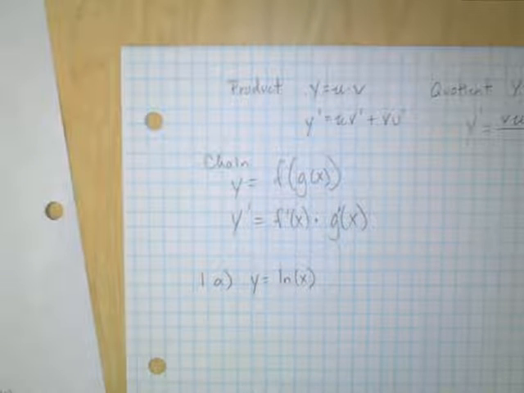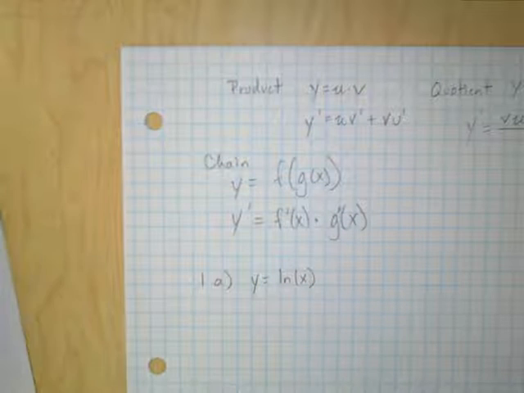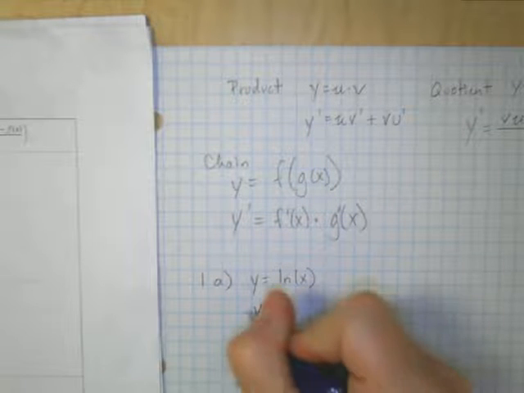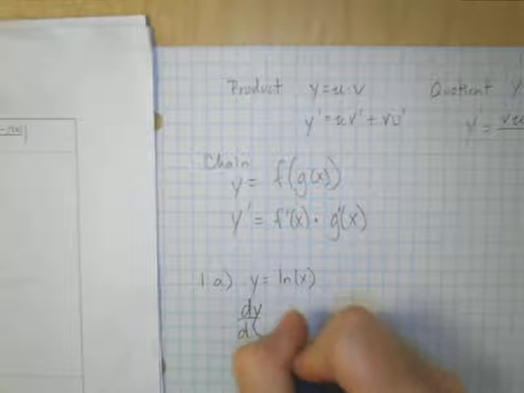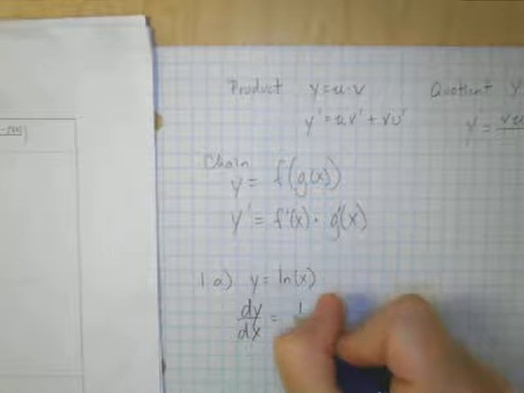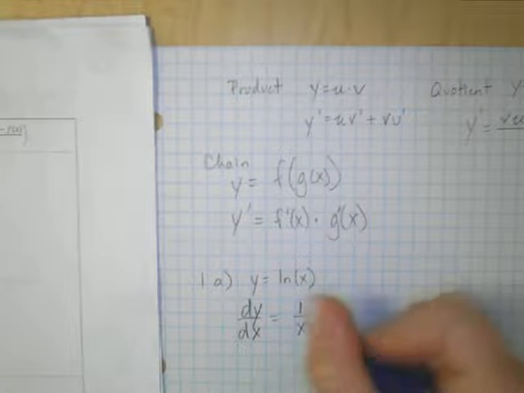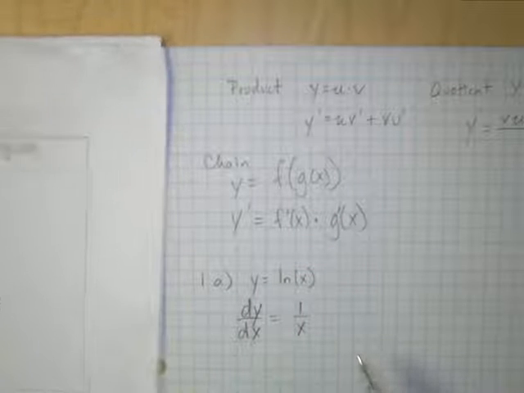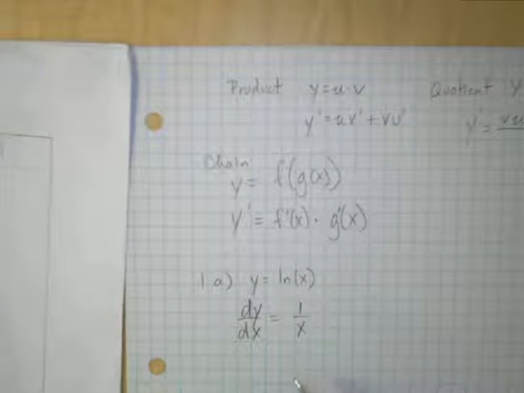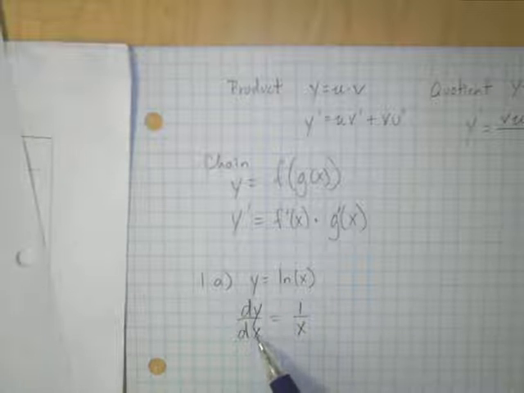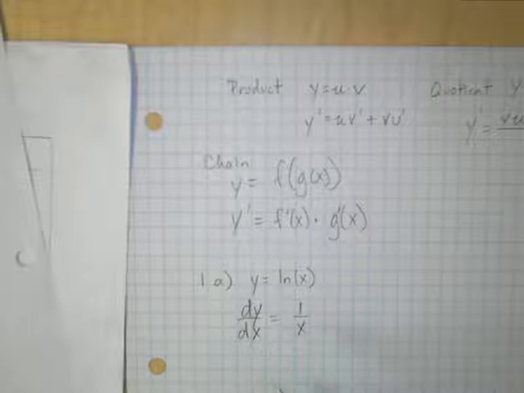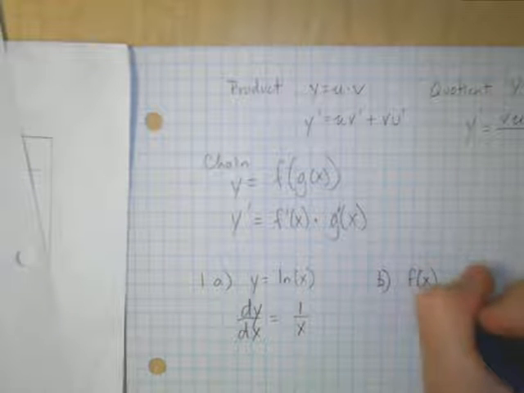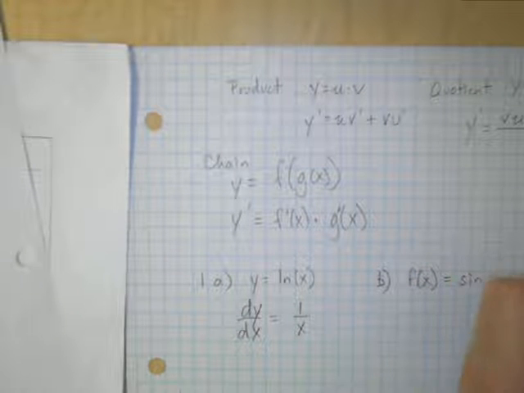All right, this is either use your memory or use the formula packet, nothing tricky here. The dy/dx is going to be equal to 1 over x. Okay, so I'm just using this. And notice they gave me the function as y equals, so therefore I need to give the answer in dy/dx.